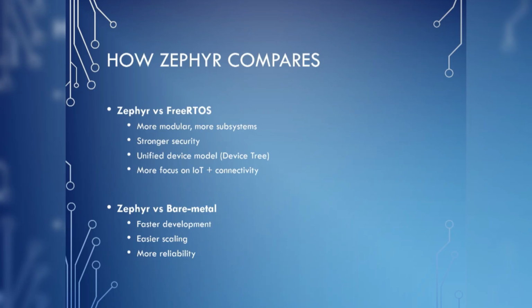Think of it this way. Bare metal is a bicycle, FreeRTOS is a motorcycle, Zephyr is a fully modern electric car: efficient, powerful and very well engineered.